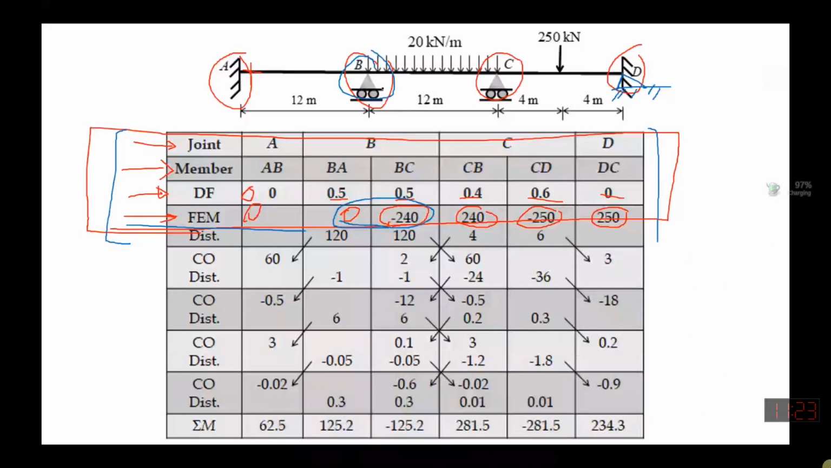This is the moment that is present on the joint. We have minus 240 kilonewton meter, a counterclockwise moment, which is causing the joint to rotate counterclockwise. It is the unbalancing moment available on this joint, so we should counterbalance it so that the joint is in equilibrium. Clear? So our counterbalancing moment will be equal to plus 240.